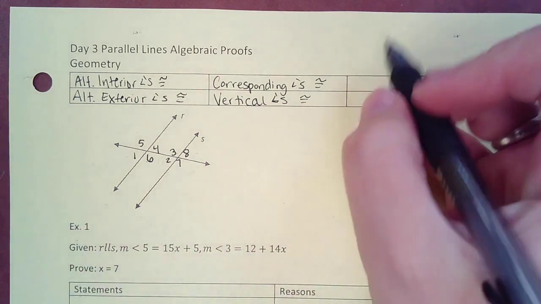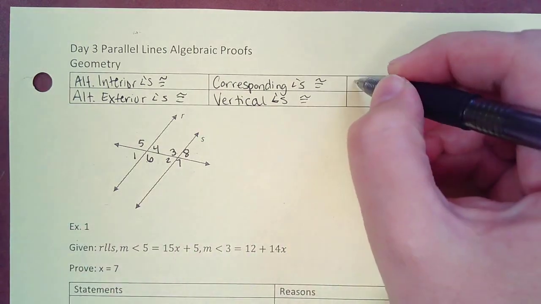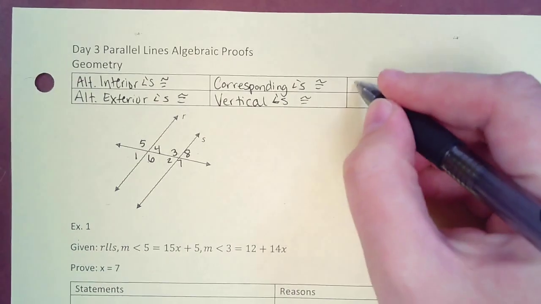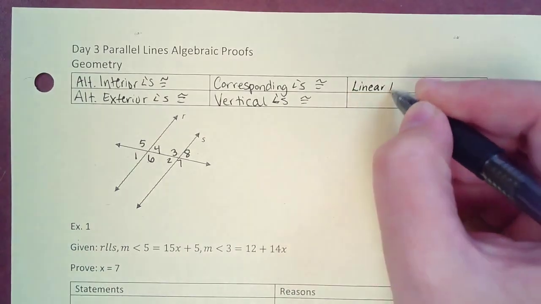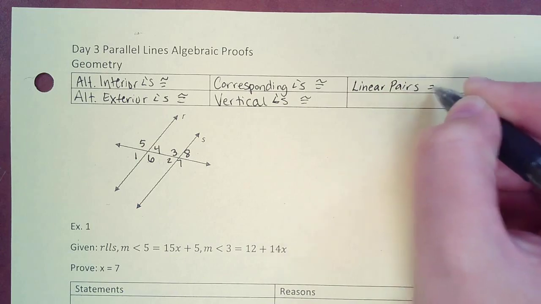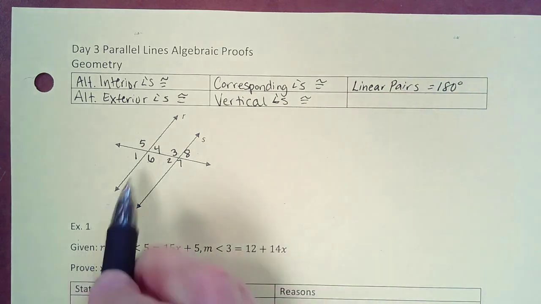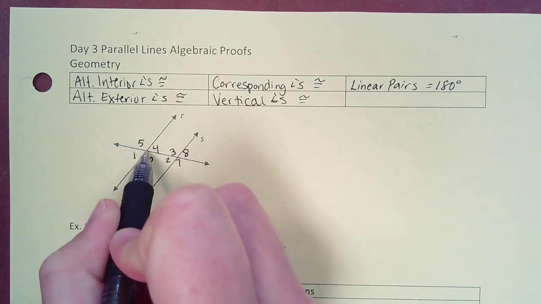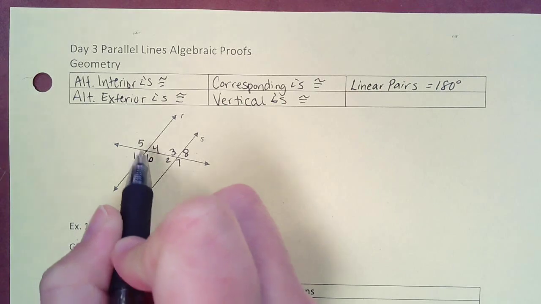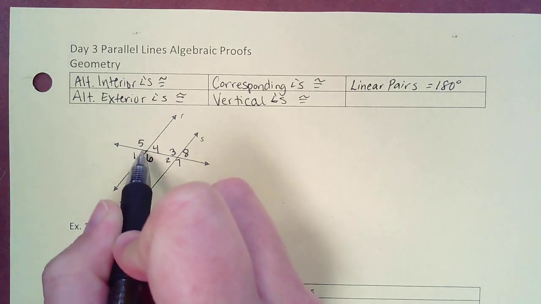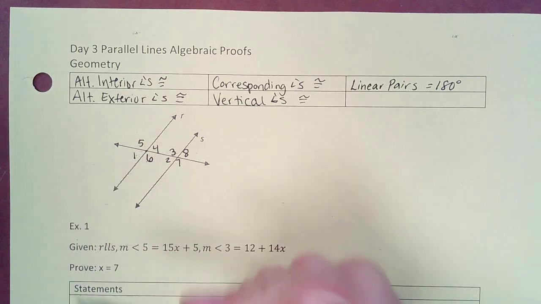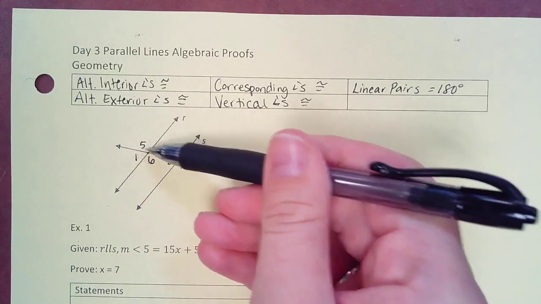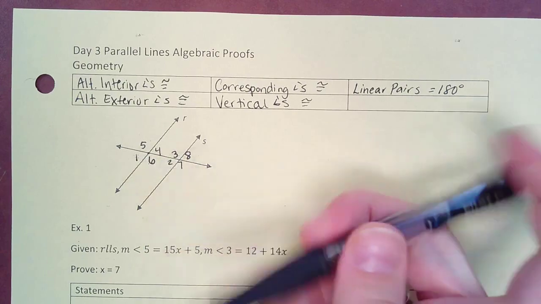Okay, now for ones that are supplementary. Let's go ahead and stick with in the same vertices, so linear pairs. They equal 180. So linear pairs would be like 1 and 5. They're in the same section. They have the same vertex. When I add 1 and 5 together, their measurements should equal 180 degrees. So 1 and 5, 1 and 6, 6 and 4, 5 and 4, and so on.